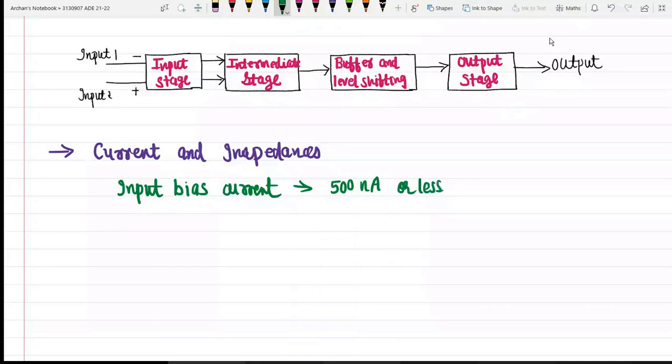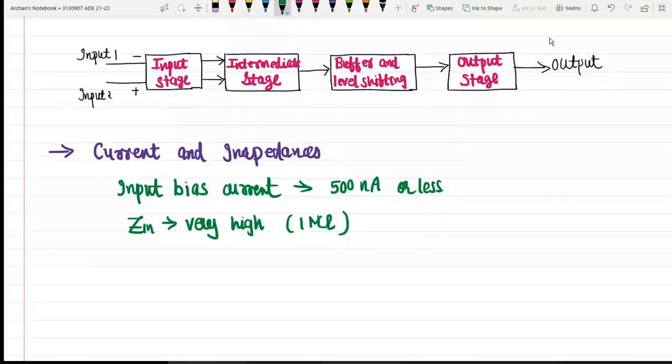Okay, now talking about the impedances. The input impedance Z in, right? We know the value of Z in. It should be very much high. Okay, what is the high value? Typically 1 mega ohm or even greater. Okay, so to increase this input impedance, what we can use is field effect transistors instead of bipolar junction transistors. Okay, so in such a case, what will happen? The gates of two field effect transistors will act as the input terminals of the op amp.